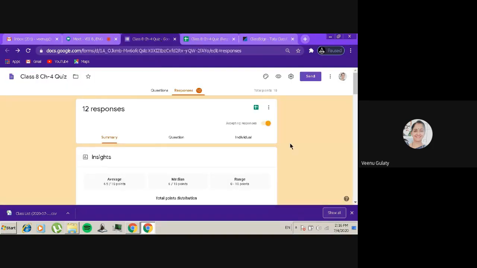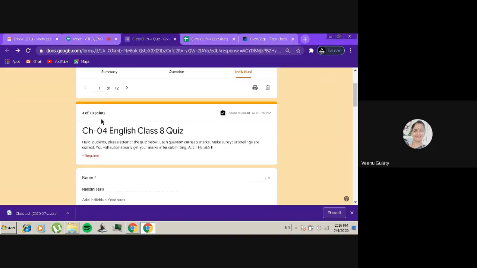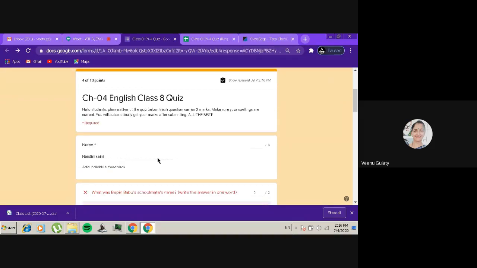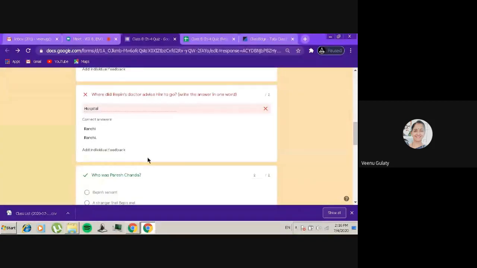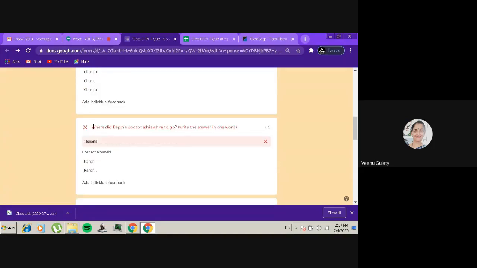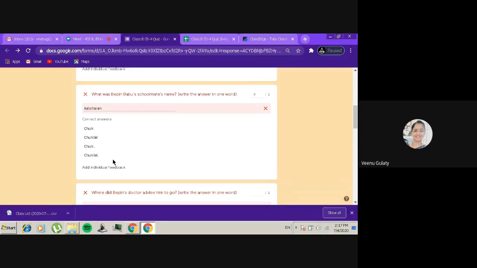If you see here, individually, the first one is Nandini, and you can see the score also, 4 out of 10. And you can see the mistakes you have made. Here also, even if a full stop is not there, you have to feed it. So I had given both the options, one without full stop and one with full stop. Some children can write this one or that one, so both answers will be accepted. But yes, I want R capital. If the R is small, then you get zero. Here it is. This is Chunnilal, the answer, isn't it?